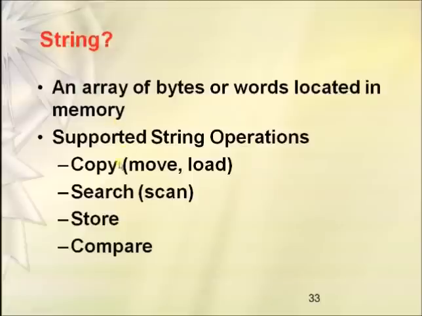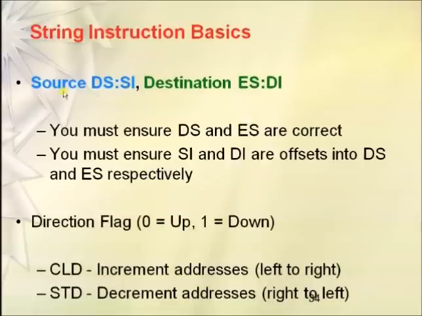Now the strings are going to support these instructions: copy, search, store, and compare. Copy is nothing but move or load, and search is nothing but scan. Let us see that. In case of string instructions, source will be considered as DS:SI, so the source location is the location pointed to by DS and SI. By adding these two registers, we get the physical address, and destination will be considered as ES and DI. Now here, the direction flag.